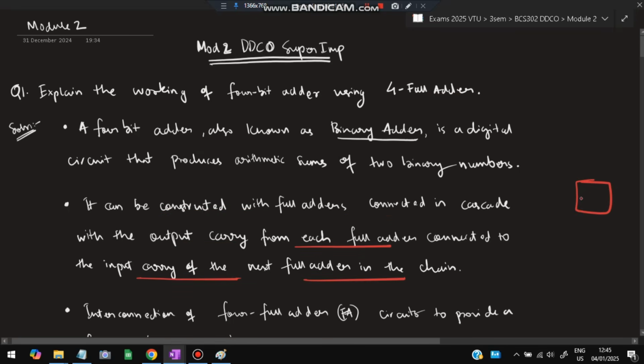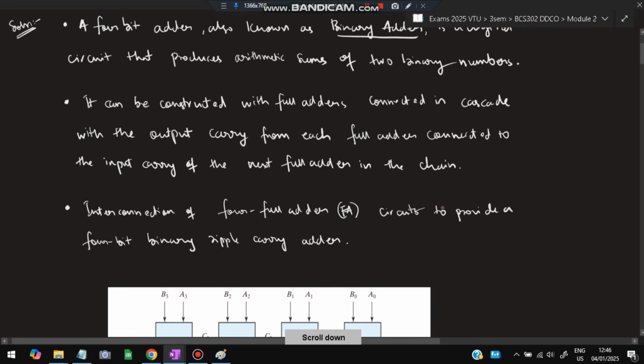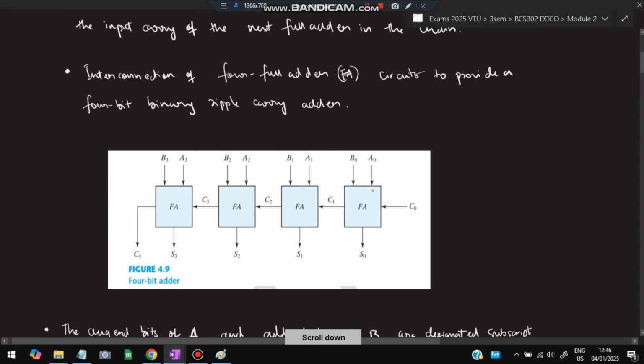So there will be one full adder here, the output carry will be taken from here, and this will be the input to the next one, which will generate another carry connected to the next one. So each will have one input and one output carry. This interconnection of 4 full adders provides a 4-bit binary ripple carry adder.